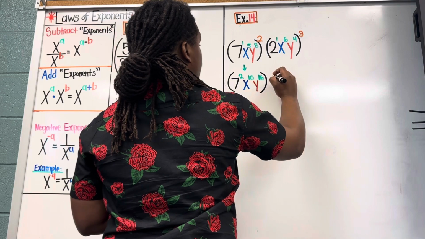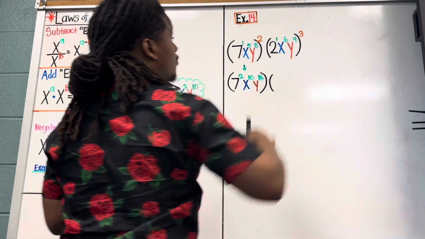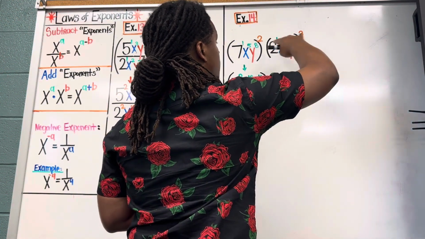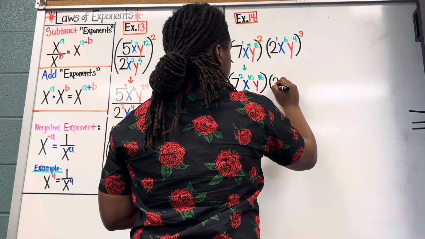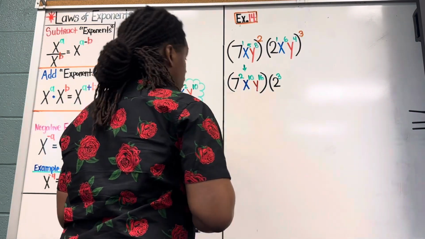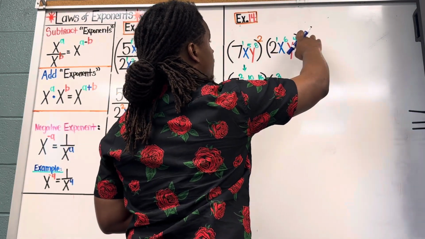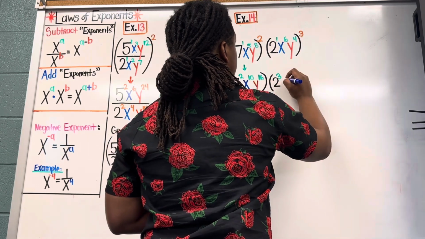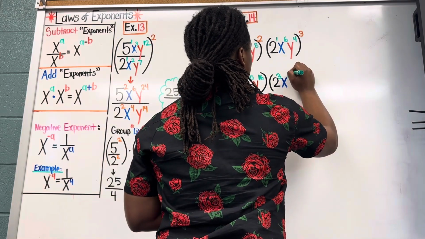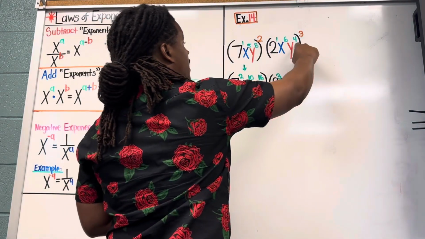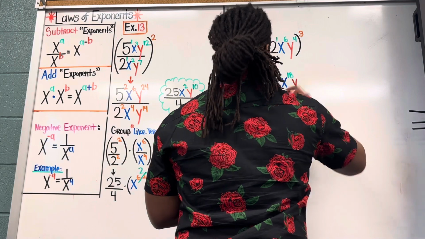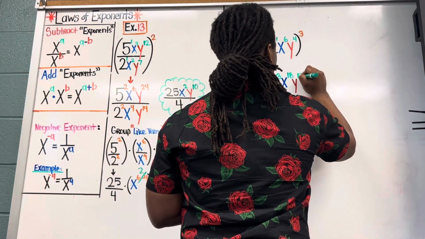I'm going to do the same thing with the other parentheses, but I'm going to multiply everything by the power of 3. So I have 2 to the power of 1. That power of 1 times the power of 3 is 3. So that's going to be 2 to the 3rd power. Then x to the 6th power: we multiply that 6th power by the power of 3. 6 times 3 is 18. So it's going to be x to the 18th power. And then y to the 4th power, 4 times 3 is 12. So that's going to turn into y to the 12th power.